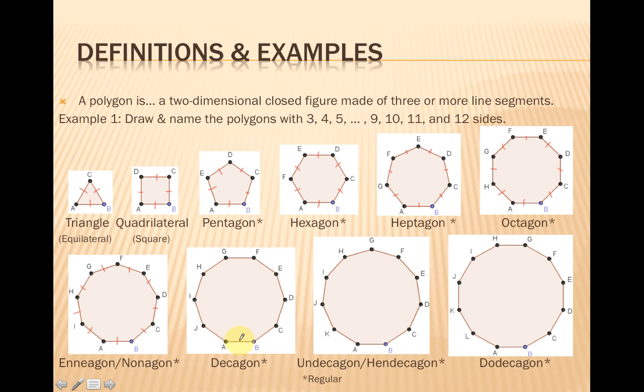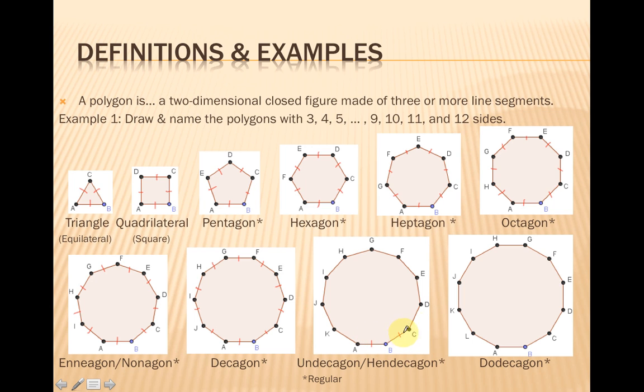So on to the 10-sided polygon. This is called a decagon. 1, 2, 3, 4, 5, 6, 7, 8, 9, 10 sides. And now we have another sort of strange polygon. Strange in the sense that not everybody agrees on the naming of this. Some people call it an undecagon, one more than decagon, and some people call it hendecagon. My personal preference is undecagon, but you don't have to call it that.